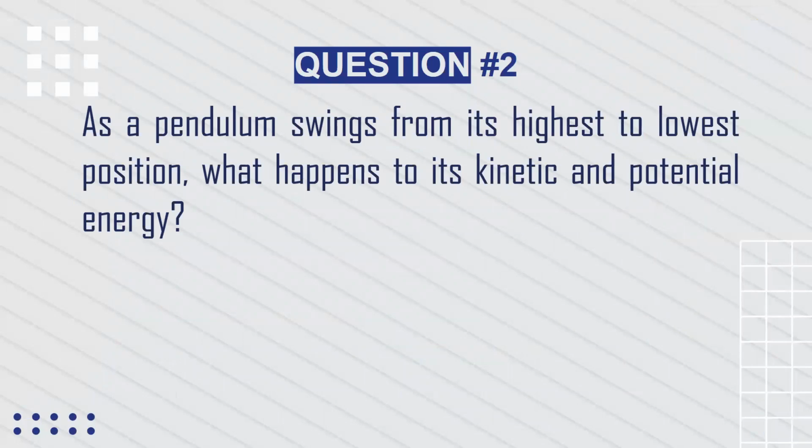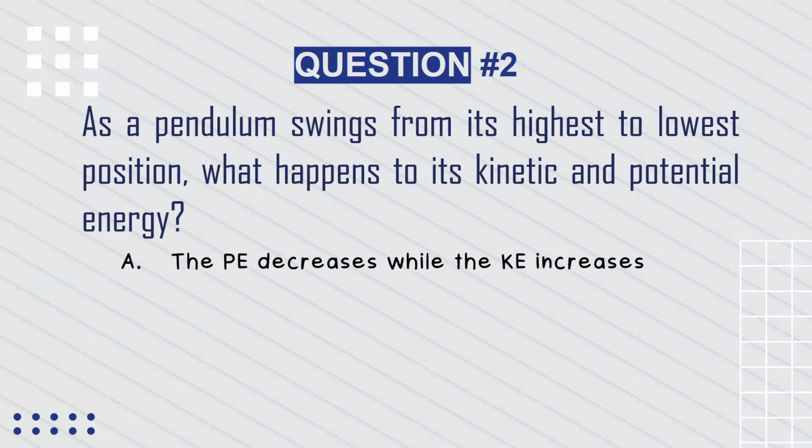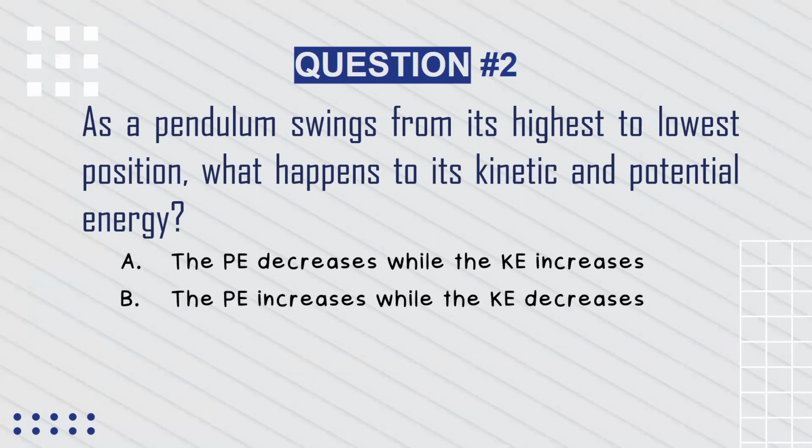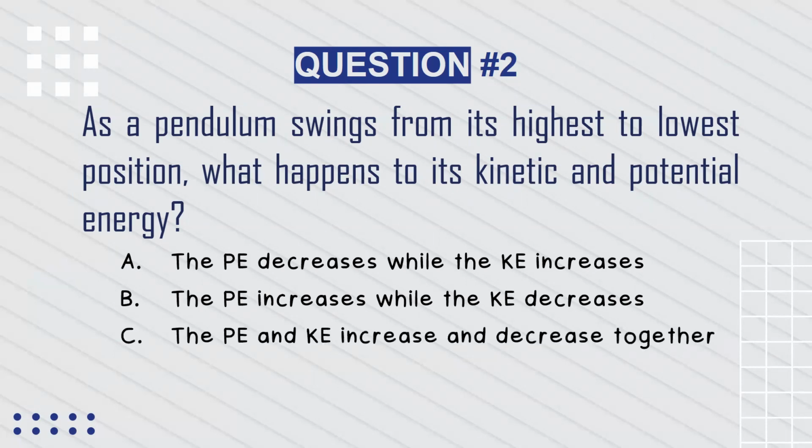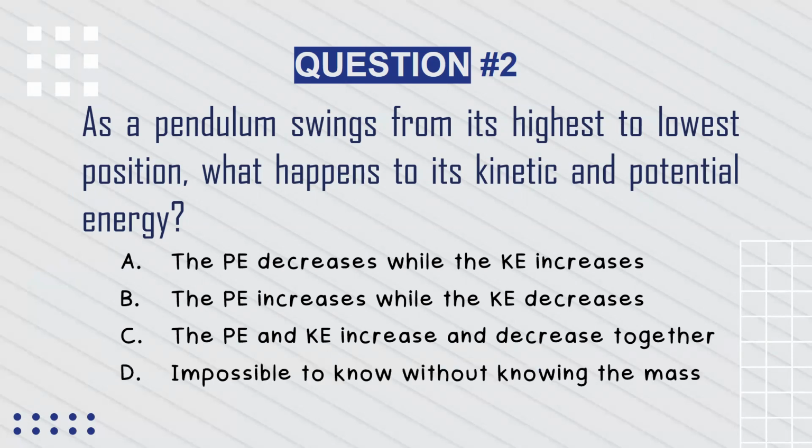As a pendulum swings from its highest to lowest position, what happens to its kinetic and potential energy? So again, we are looking from the highest position to the lowest position. What happens to the kinetic and potential energy? Is it A, the potential energy decreases while the kinetic energy increases? B, the potential energy increases while the kinetic energy decreases? C, the potential energy and kinetic energy increase and decrease together? Or D, impossible to know without knowing the mass?